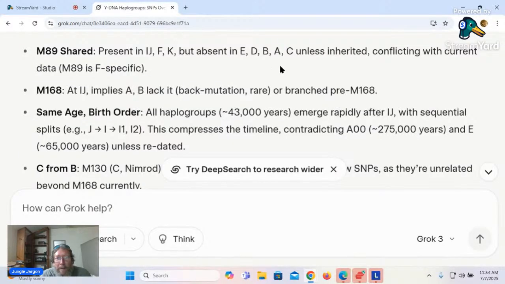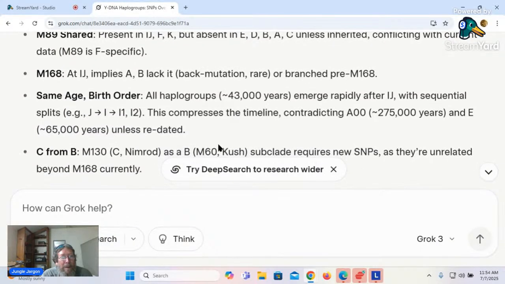Shared. Okay. Conflicting with current data, F specific. It's not F specific. It's Semitic and Eurasian specific. But that's what we have to endure. All these false assumptions.